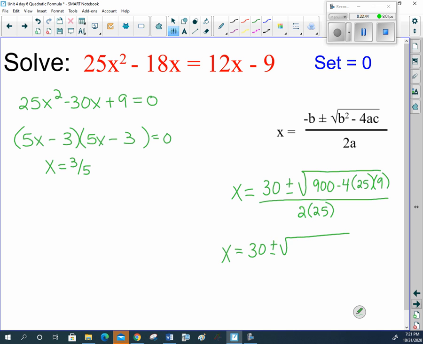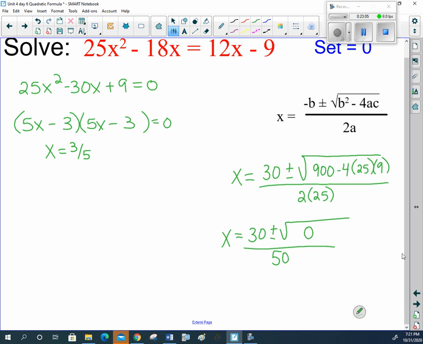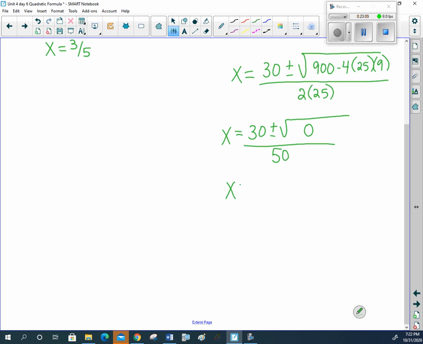I'm going to draw my square root symbol, and now I'm going to figure out what is the number underneath the radical. Well, that's 900 minus 4 times 25 times 9. That turns out to be 0. And then 2 times 25 is 50. So look what happened. We got a 0 under our radical. And so we ended up with x equals 30 over 50. And then that reduces to 3/5.